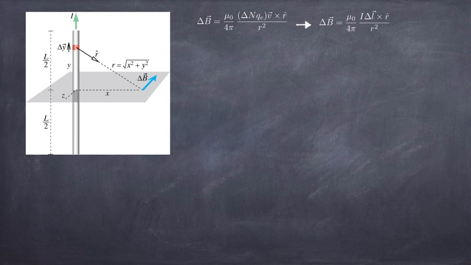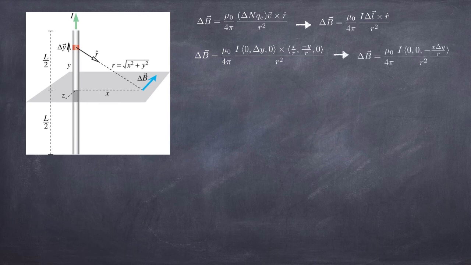Then the next thing is I need to put in what delta L is, and what r hat is. So delta L, in this case, you can see from the picture, is just delta y. And r hat has x over r, that's the cosine of theta, and then minus y over r, that's the sine of theta. But you can see r hat points down, so that's why we get a minus y over r. Then putting all that in and taking the cross product, I get that the magnetic field points into the page in this picture, and it's equal to x delta y over r.